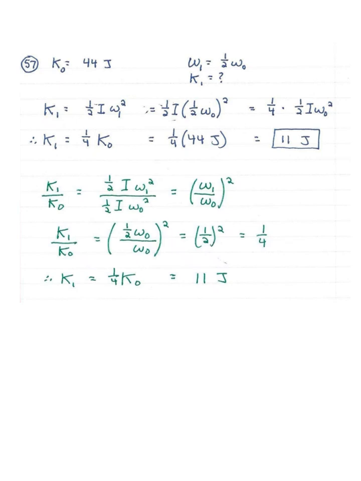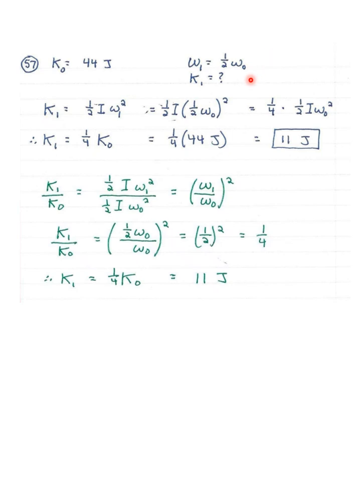Number 57. The circular blade of a power saw has kinetic energy 44 joules. Its rotation rate drops to half. What is the new kinetic energy? I've solved this two different ways. You can see my blue ink and my green ink. Let's look at the way I've done it for blue ink first. We write out the given information, kinetic energy sub 0, because we know kinetic energy is changing, so we're going to use the 0 and the 1 subscript, so 44 joules. We know that omega 1 is half of omega naught, and we want to solve for kinetic energy 1.